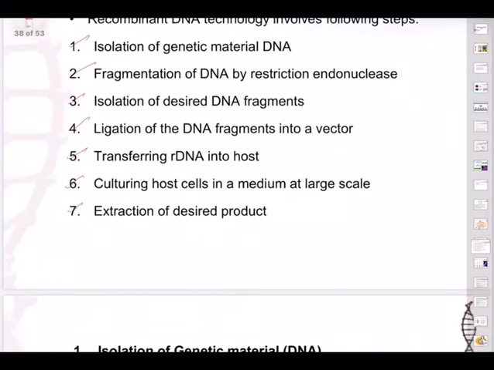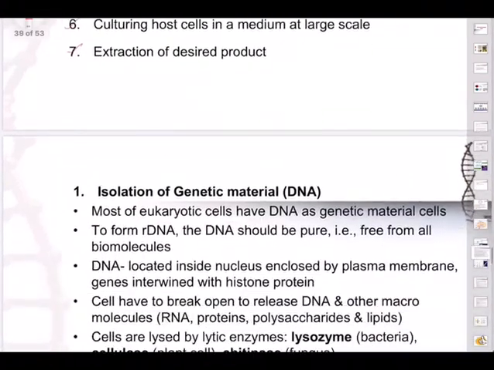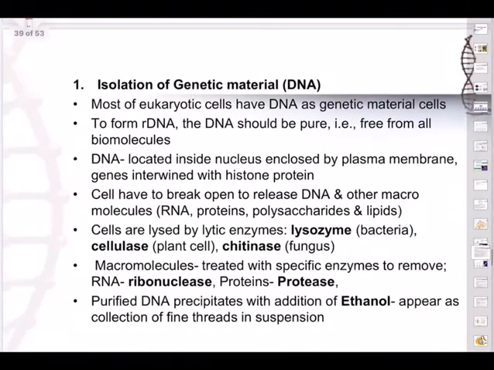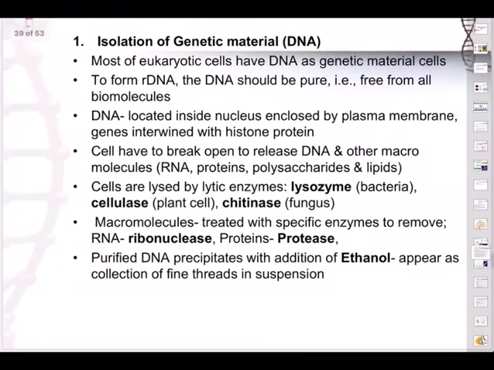Now we go with the first step, isolation of genetic material, DNA. Here most eukaryotic cells have DNA as their genetic material. And to form rDNA, the DNA should be pure, free from all biomolecules. The DNA is located inside the nucleus, enclosed by a membrane, and the genes are intertwined with histone proteins, as we said. And cells have to be broken open to release DNA and other macromolecules such as RNA, proteins, polysaccharides and lipids.